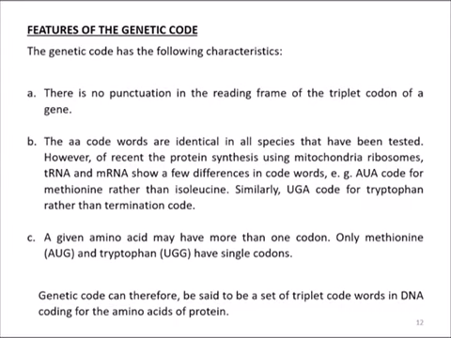A given amino acid may have more than one codon. Only methionine, AUG, and tryptophan, UGG, have single codons. The genetic code can therefore be said to be a set of triplet code words in DNA coding for the amino acids of protein. So we're going to stop here in this explanation of the genetic code.